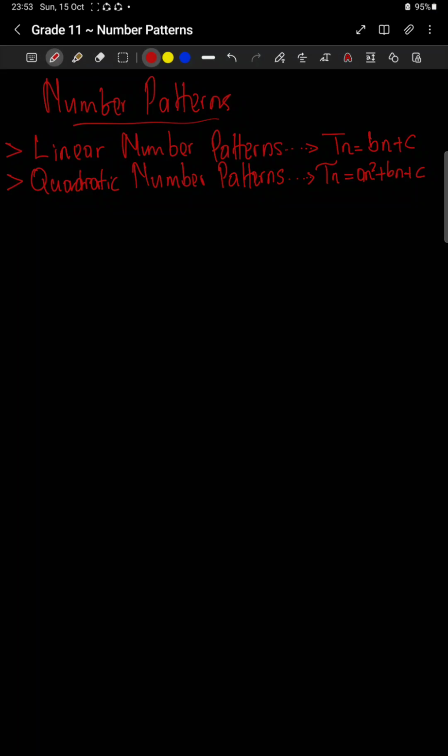Today we'll be looking at number patterns, grade 11. Now in number patterns we'll be looking at the two types of number patterns, which is the linear and the quadratic. But firstly we'll be looking at the linear number patterns, which has the general formula of Tn is equal to Bn plus C. Now we'll be taking the first example as to work out a linear number pattern.